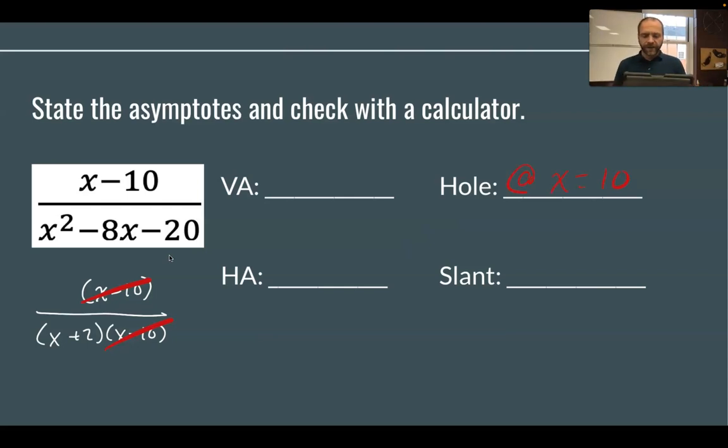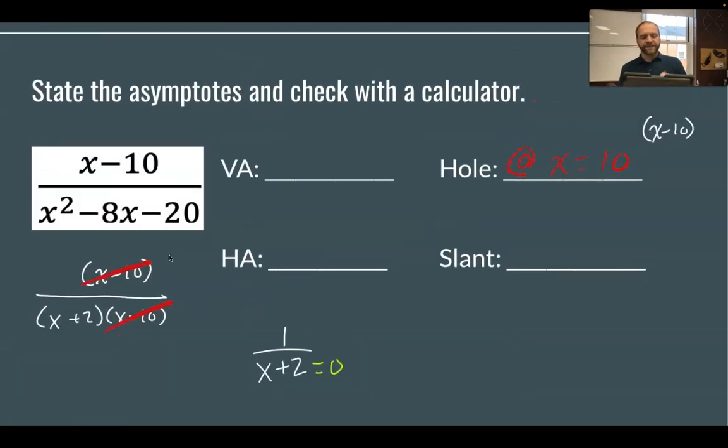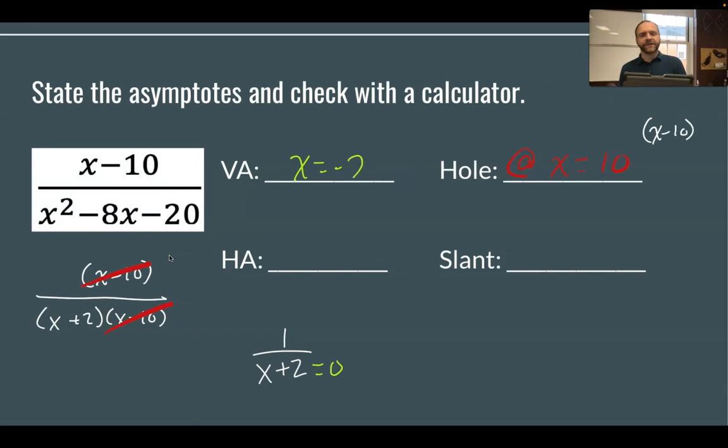What I'm left with, by the way, if I just write it down here, is 1 over x plus 2. But when I crossed out the common factor, the solution to that factor created a hole. So when I have x minus 10 in common, and that got crossed out, that's where I got the 10 from. It's a solution for it. But I still have this, don't I? I still have the x plus 2, which means I still have a vertical asymptote. If I set x plus 2 equals 0, I get x equals negative 2.